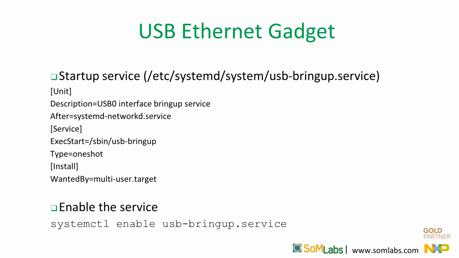Finally, we can start the service by calling systemctl enable usb-bringup service from the command line on the device. From now on, the service will be enabled each time the system is booted and will execute the USB bring-up script we created. We can verify this by restarting the device and checking if the usb0 interface has been properly configured and whether it is active. The DHCP server should also be up and running at this point and assign an IP address to the connected host.